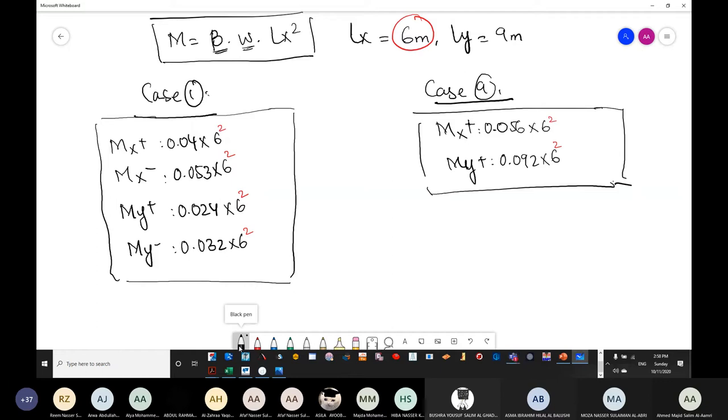Okay, and then we have W. Now we need to calculate W. You have said already that W is 1.4 into dead load plus 1.6 into live load. This is what you have studied in all of your previous courses. Now we need to calculate first the dead load. So dead load is equal to self weight plus finishes.